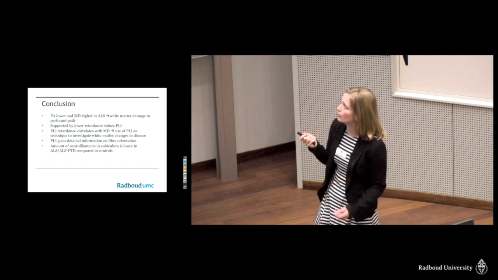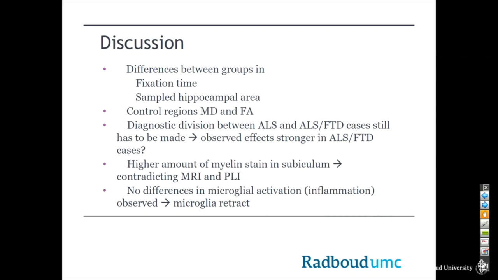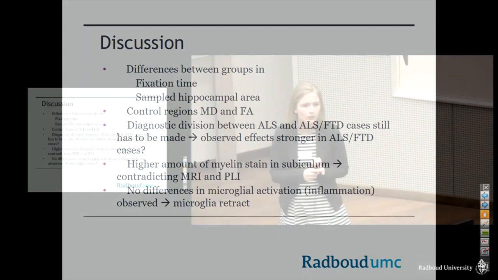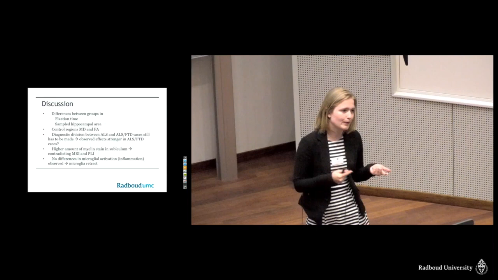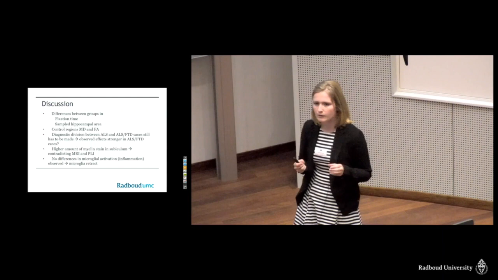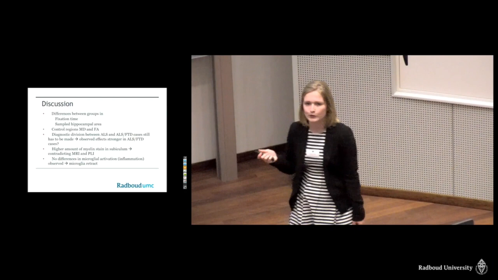Then there are some side notes that have to be made. First of all, we used the control blocks. We gained them from the brain bank in Nijmegen, while the ALS cases came from the brain bank in Oxford. So the brains were sampled by different people, and also brains that are part of the brain bank are usually fixated longer. So there are really tissue differences that could drive the effects that we're seeing.